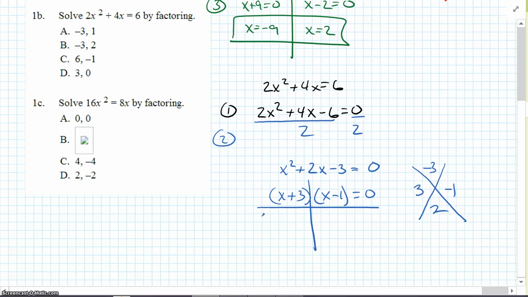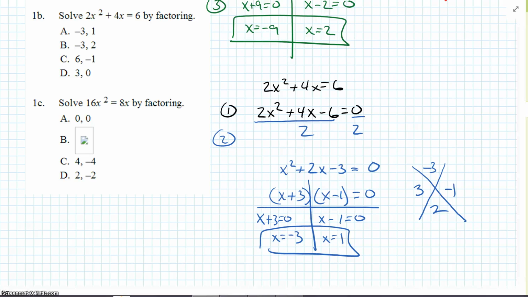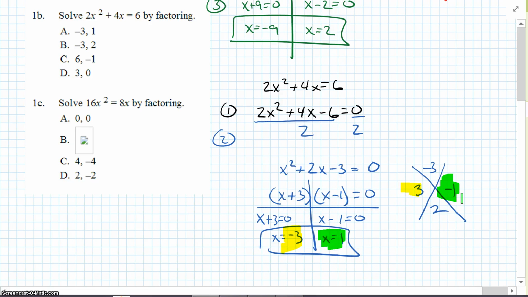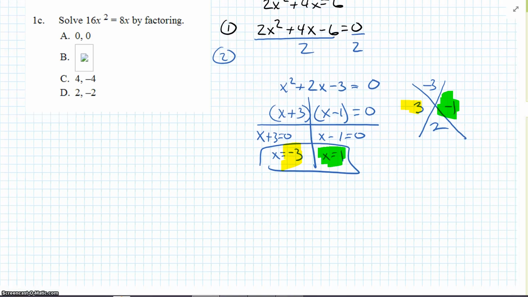We set each side equal to 0. X plus 3 equals 0. X minus 1 equals 0. X is going to equal negative 3. X is going to equal 1. Okay. What do you notice? The root is just the opposite of what we factored. Alright, so the answer in that one, obviously, if it's negative 3 and 1, would be A. Okay, 1C.